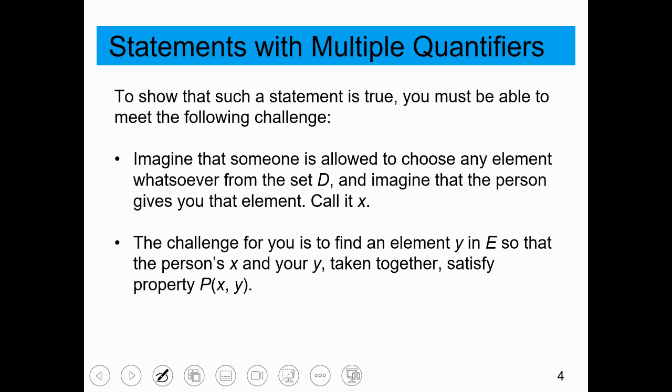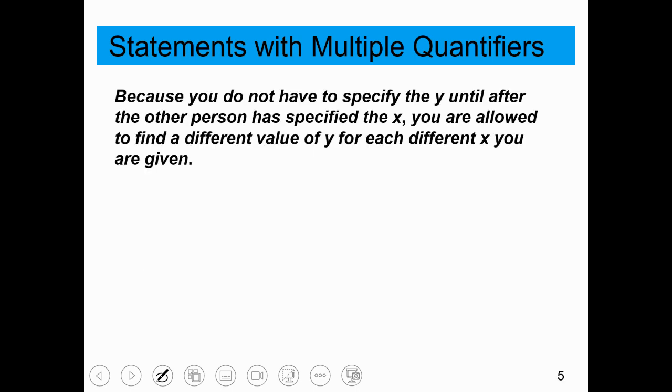Our challenge is to take that x value and find some element y in set E so that taking that x you've been given and the y you selected, together they satisfy some property P. Now, because you do not have to specify the y value until after the other person has specified the x, you are allowed to find a different value of y for each different x you are given, if necessary.